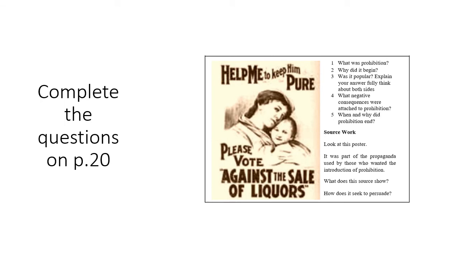Okay, hopefully you've copied down those brief notes just to give you a bit of background. I would like you to do these questions on page 20. There are 5 basic comprehension questions, and then there's a source question. For this source question, I'll explain a little bit. I want you to look at this poster. It was part of the propaganda, the attempt to persuade people to change their idea. And it was used by those who wanted to introduce prohibition.